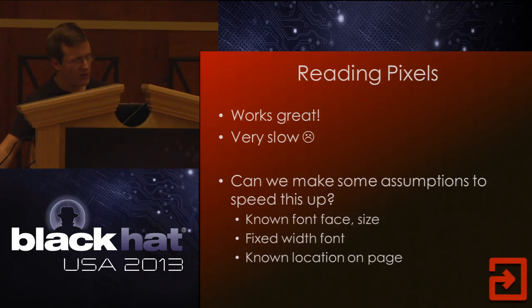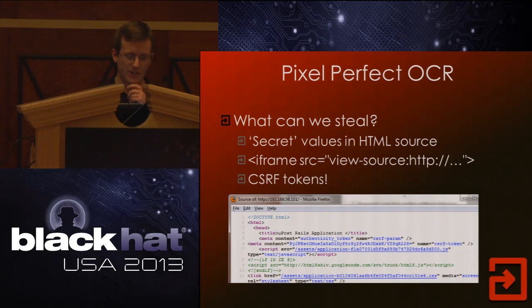So what if we knew the font face and the font size that's going to be on the web page? And what if it was a fixed width font, so the space between the letters is equal? And what if we knew exactly where on the page our particular text is? There's one thing which matches all of those assumptions, and that is the source code of a web page. Now in Firefox, there's a neat trick you can do.